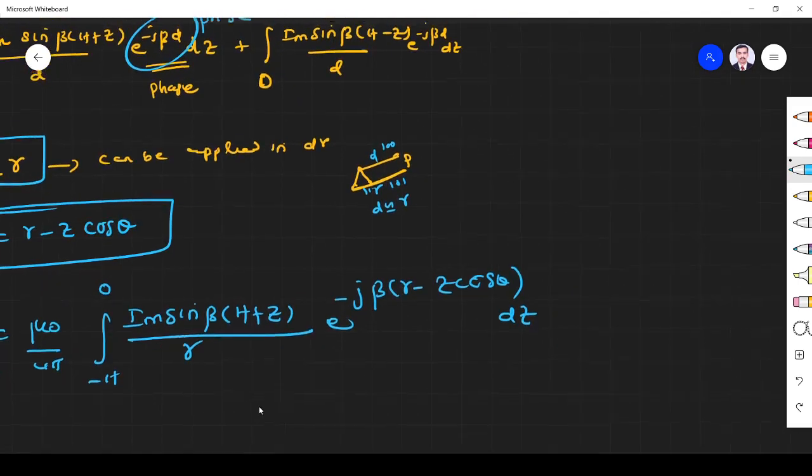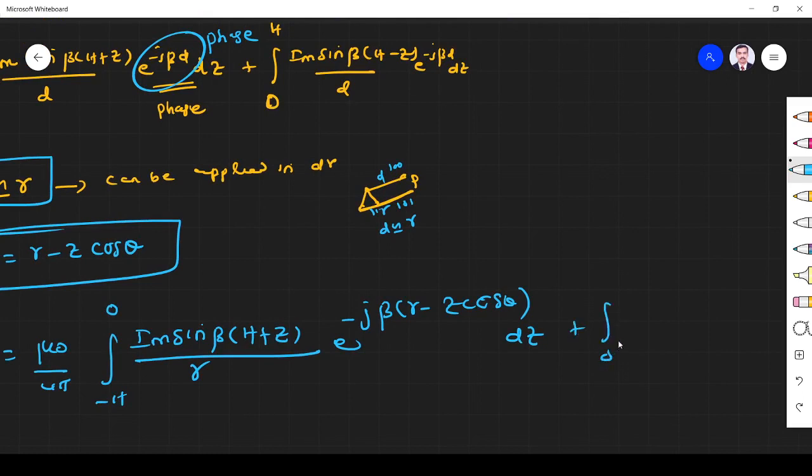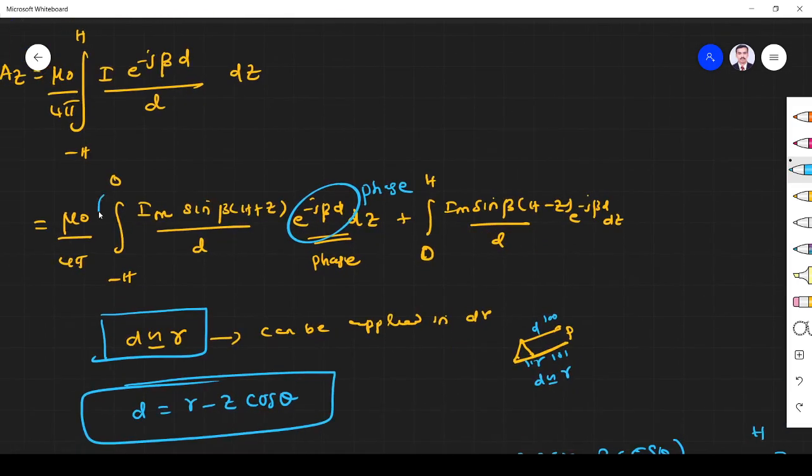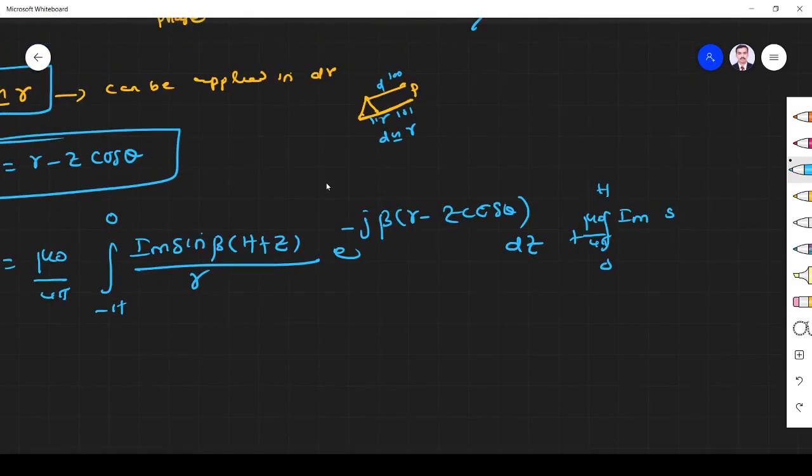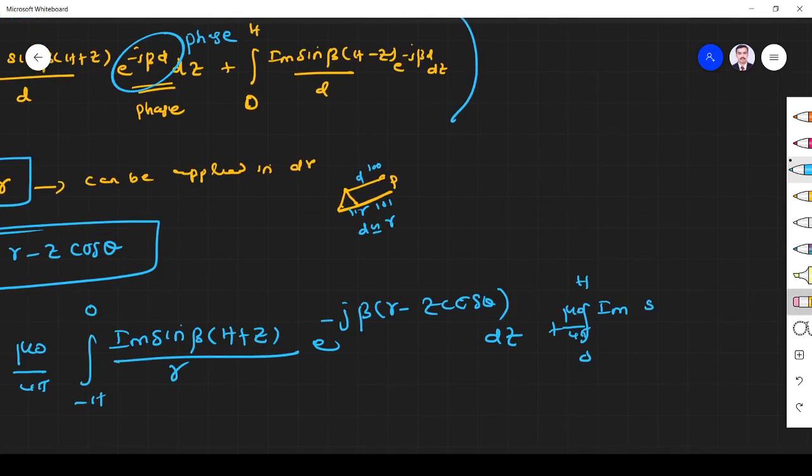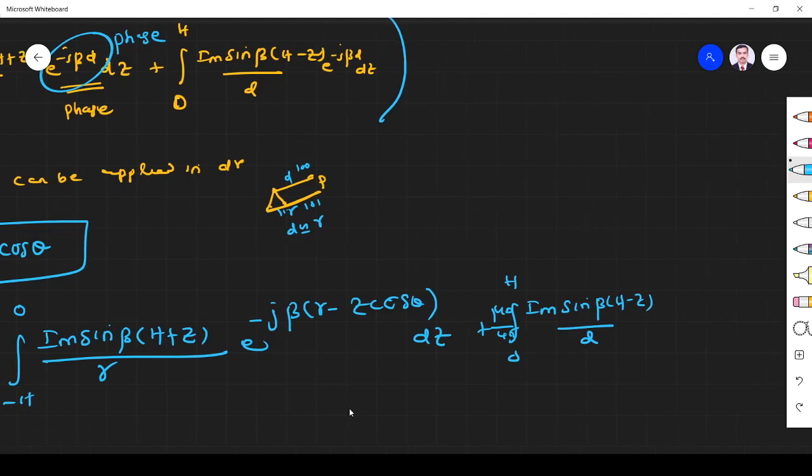Similarly, put plus 0 to h, I_m, mu naught by 4 pi. Here also mu naught by 4 pi is common for all, both I_m. Here I forgot to write. So mu naught by 4 pi is common. Right? So mu naught by 4 pi I_m sin beta (h minus z) divided by d, as usual, e power minus j beta (r minus z cos theta) into dz.